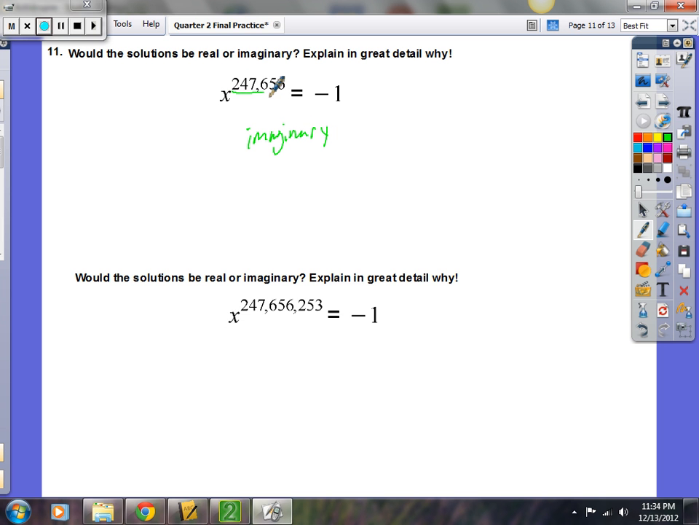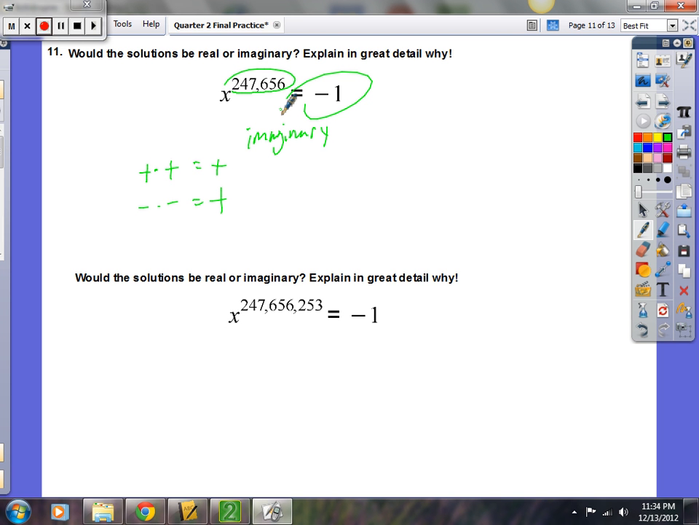Because there's an even amount of pairs. You're multiplying it by itself an even amount of times, so they're going to be paired up. Whenever numbers are paired up, if a positive pairs with a positive, your answer is positive. If a negative pairs with a negative, your answer is positive. So when you multiply in pairs, your answer is always positive. They're saying your answer is supposed to be negative. Well, that's only true in an imaginary number world.